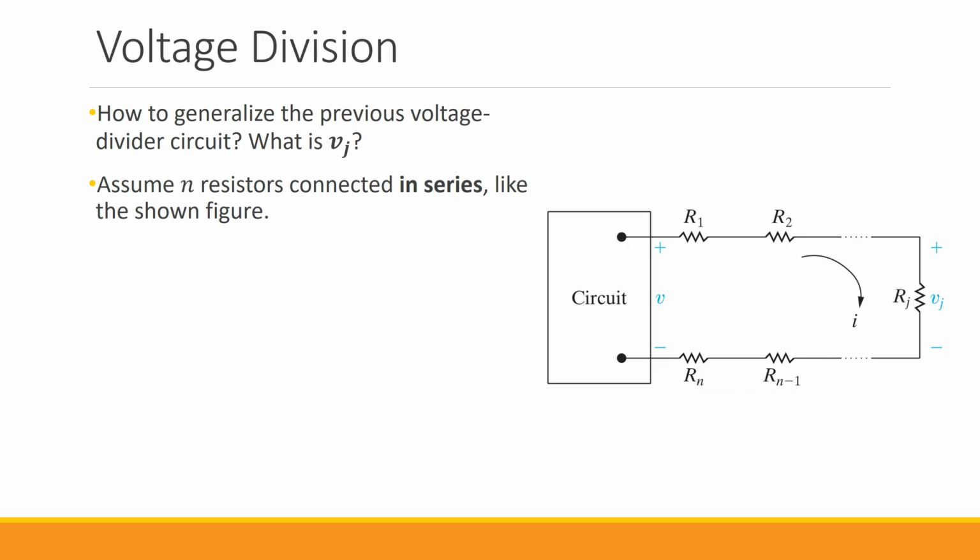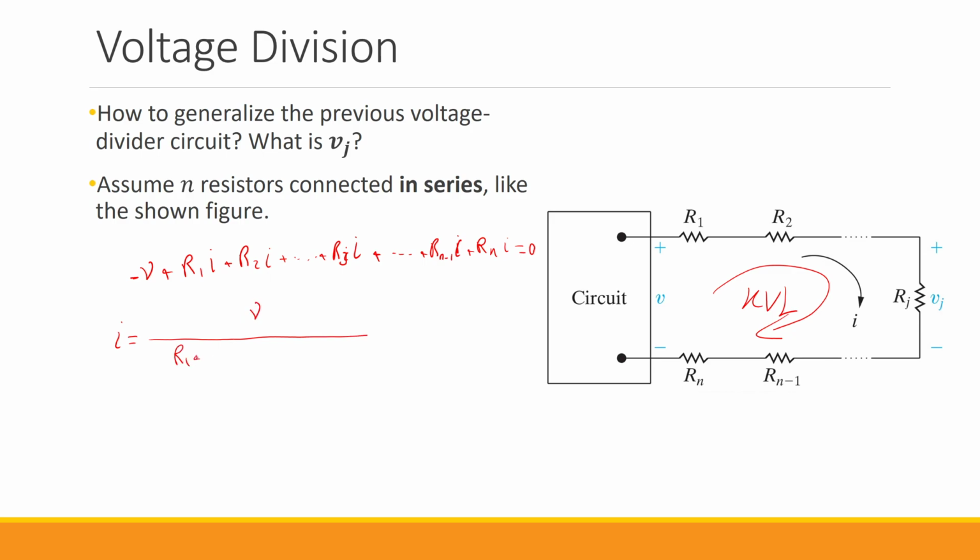So what would be the voltage across Rj? The answer to that is very simple. You need to do KVL in this closed path. So if I do that, we have negative V plus R1I plus R2I. You see, since all of them are connected in series, the current that goes through them is exactly the same. Dot dot dot plus Rj multiplied by I, plus Rn minus 1 multiplied by I, and Rn multiplied by I equals 0. So based on this, what is I? I is V divided by the sum of all the resistors, or the equivalent resistance of the resistors connected all in series.